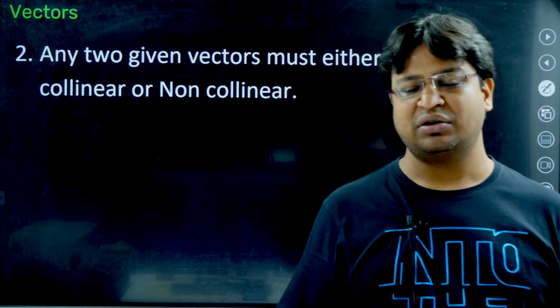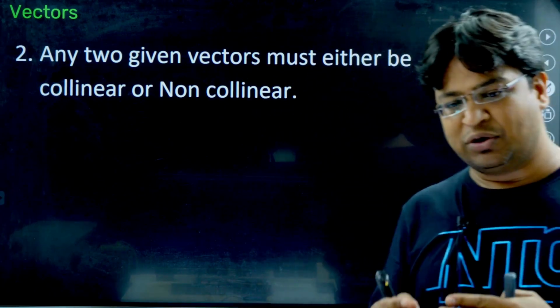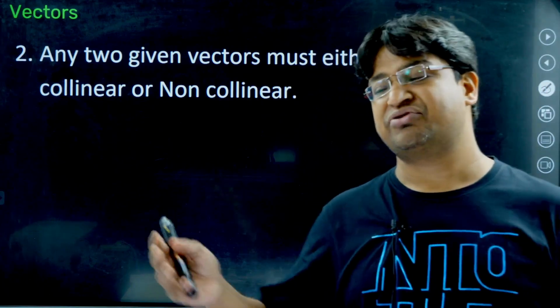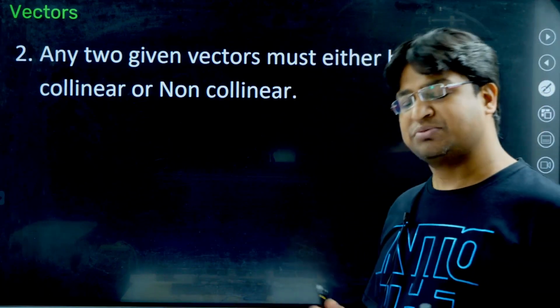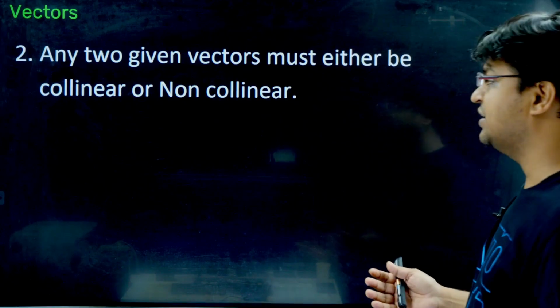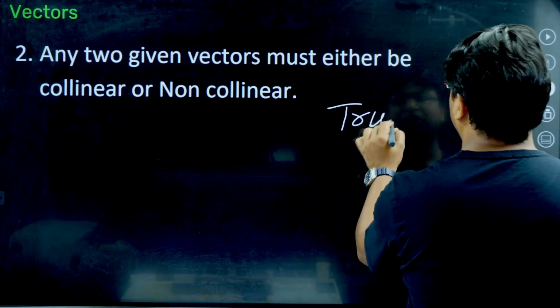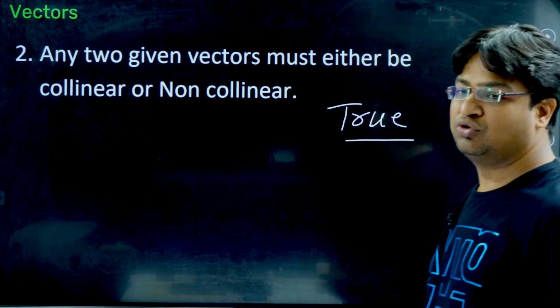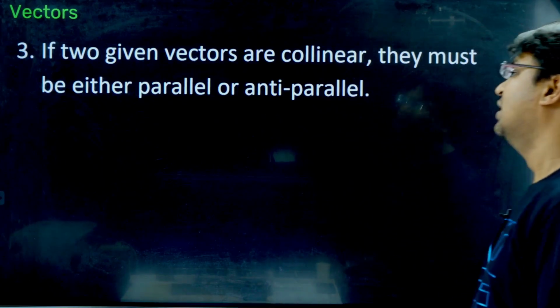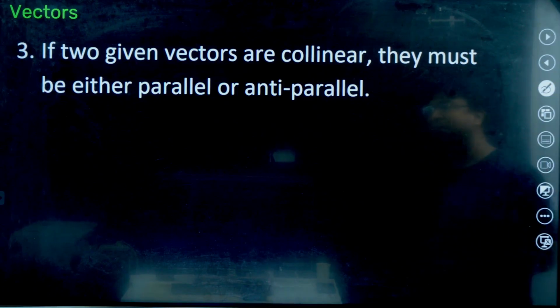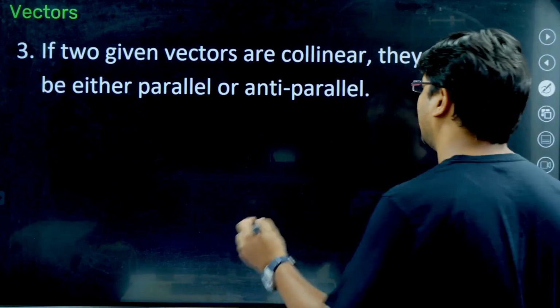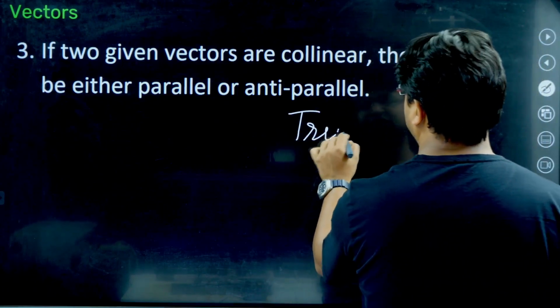If they are collinear, they can be lying on the same straight line, and if not, then they must be lying on different straight lines. So this seems true, because if it is not collinear, the only possibility left is to be non-collinear. Then, if two given vectors are collinear, they must be either parallel or anti-parallel. We have already talked about this. So yes, even this is true.